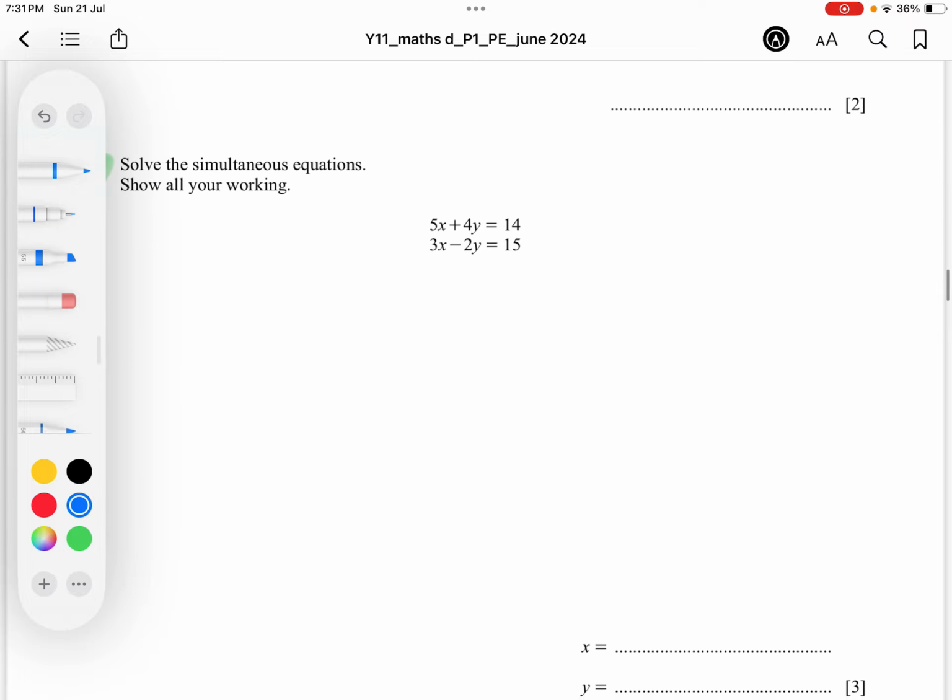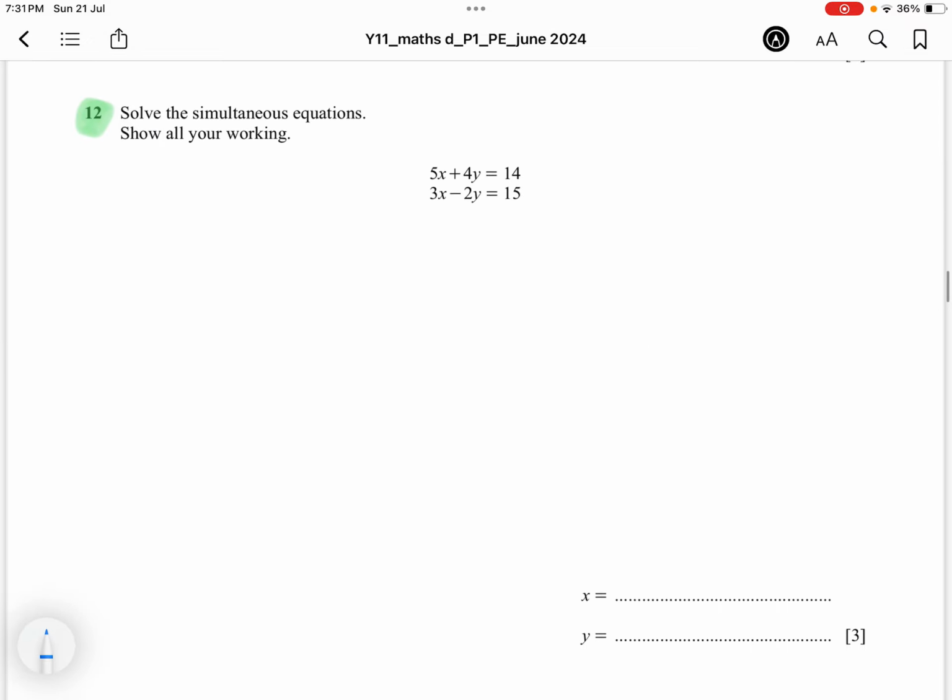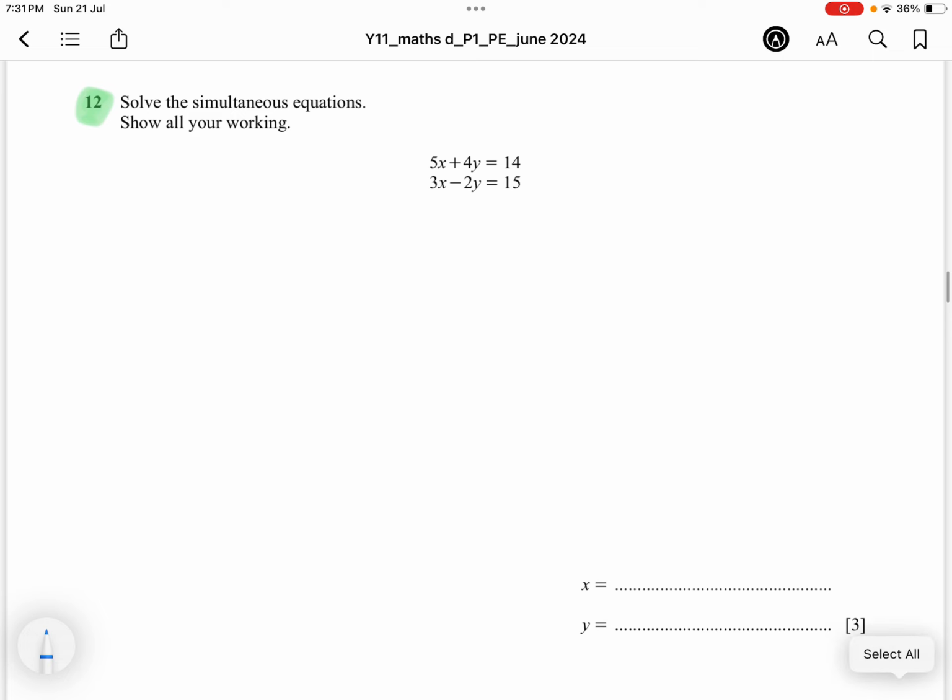Okay. Last one here, solving simultaneous equation. Some of you prefer substitution, some of you prefer elimination, but in this case I will just use elimination. What's important with elimination is one of the variables needs to have the same coefficient. So what I'm going to do, I will just concentrate on the first term here, multiply with factor 3, and this one with factor 5.